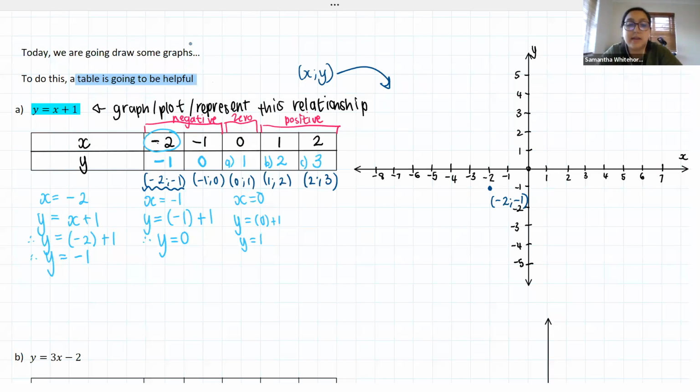Now, grade 8s, you don't have to write the label there. You only write the label if we ask you to label your coordinates or label your points. I am going to label them just so that you can see which point is which. Right, the next one is (-1, 0). So -1 on the x, 0 on the y means it's on the axis. We then have (0, 1), which is now on the y-axis, (1, 2), and (2, 3).